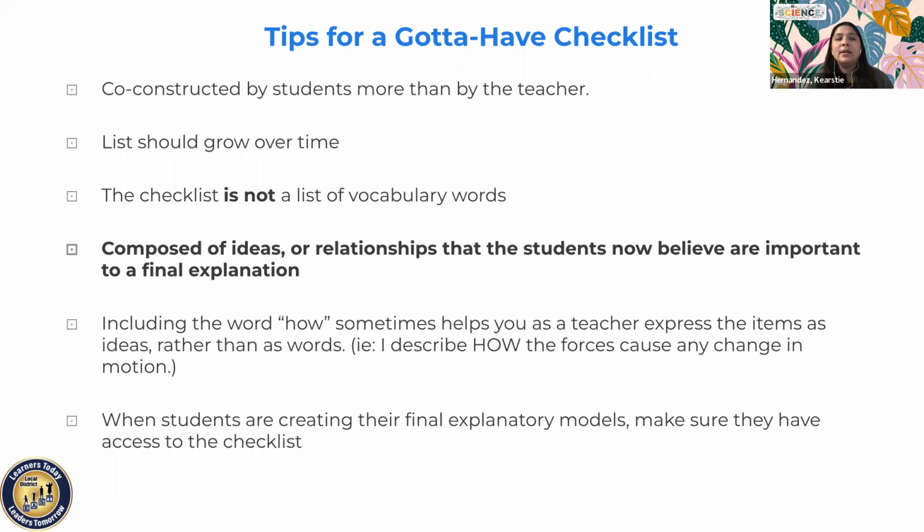Student generated. The checklist is not a list of vocabulary words. If you go back to that first checklist with the balloons and the lawn chair flight, you notice they don't have too many vocabulary words in there, right? It said forces, it said balanced and unbalanced, and then motion, right? How it's moving, but not too many other things. They didn't talk about the buoyant force or gravity or all of these different vocab words that are tied to that. So it shouldn't just be a list of vocabulary words.